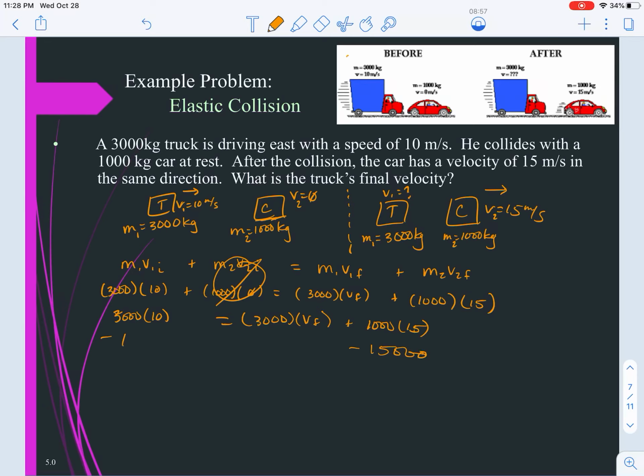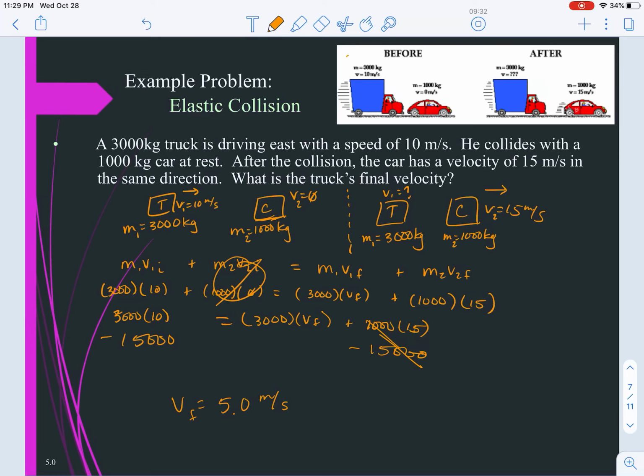So from here, I would need to subtract over my 15,000. And then I would take my new value over here and simply divide by my mass, okay? When I complete this calculation, I should end up with a final velocity that is positive. And this final velocity is going to be less than the speed of the truck initially.